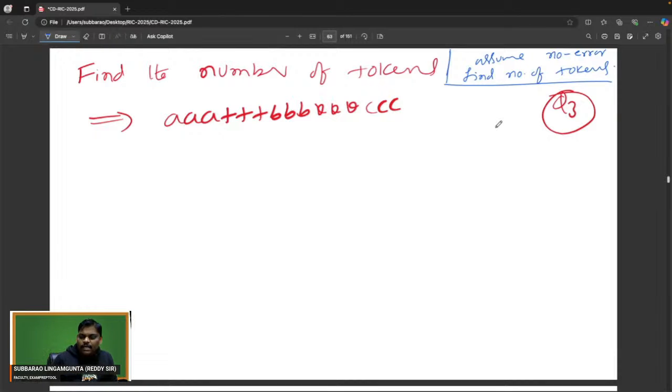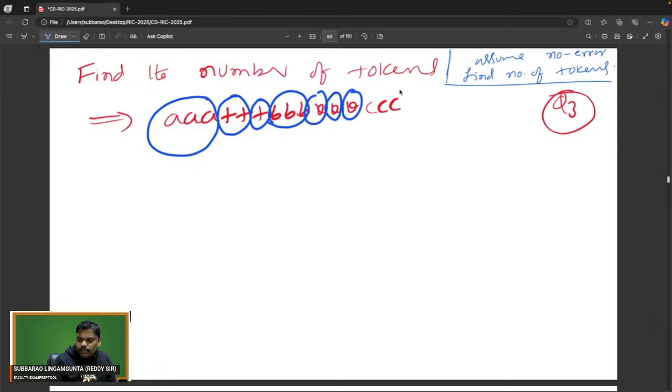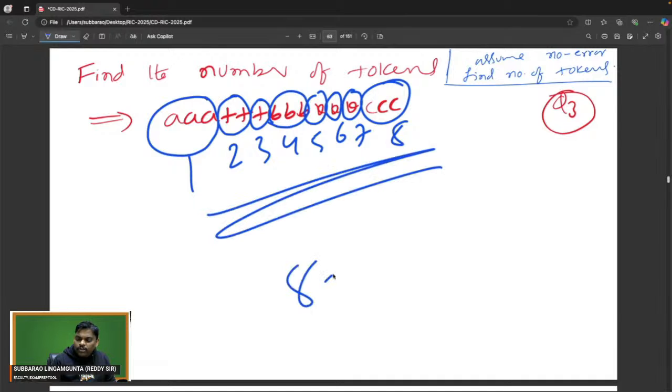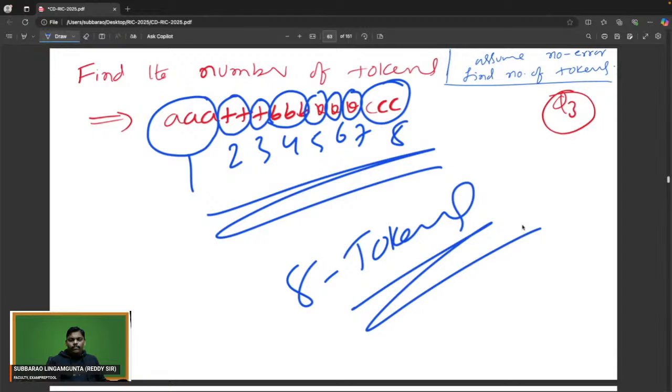So if you see longest matching, we want, I think this is going to be an identifier, one token. So double plus is going to be a unary increment. Plus is an addition. So triple B is an identifier. Star is a multiplication or pointer, whatever it is. So these are three. So 1, 2, 3, 4, 5, 6, 7, 8. Totally 8 tokens. Longest matching we want.